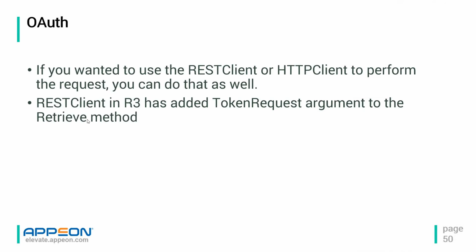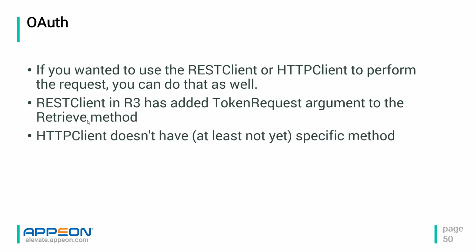Now, once again, I mentioned the OAuth client is one way to use OAuth. It's not the only way. The REST client has been modified in R3, so there is an additional method on the retrieve method, where you can pass in a token request argument, and it will use that to do the OAuth request for you and get a token response back and use that token for the retrieve method. It does that all for you under the covers.